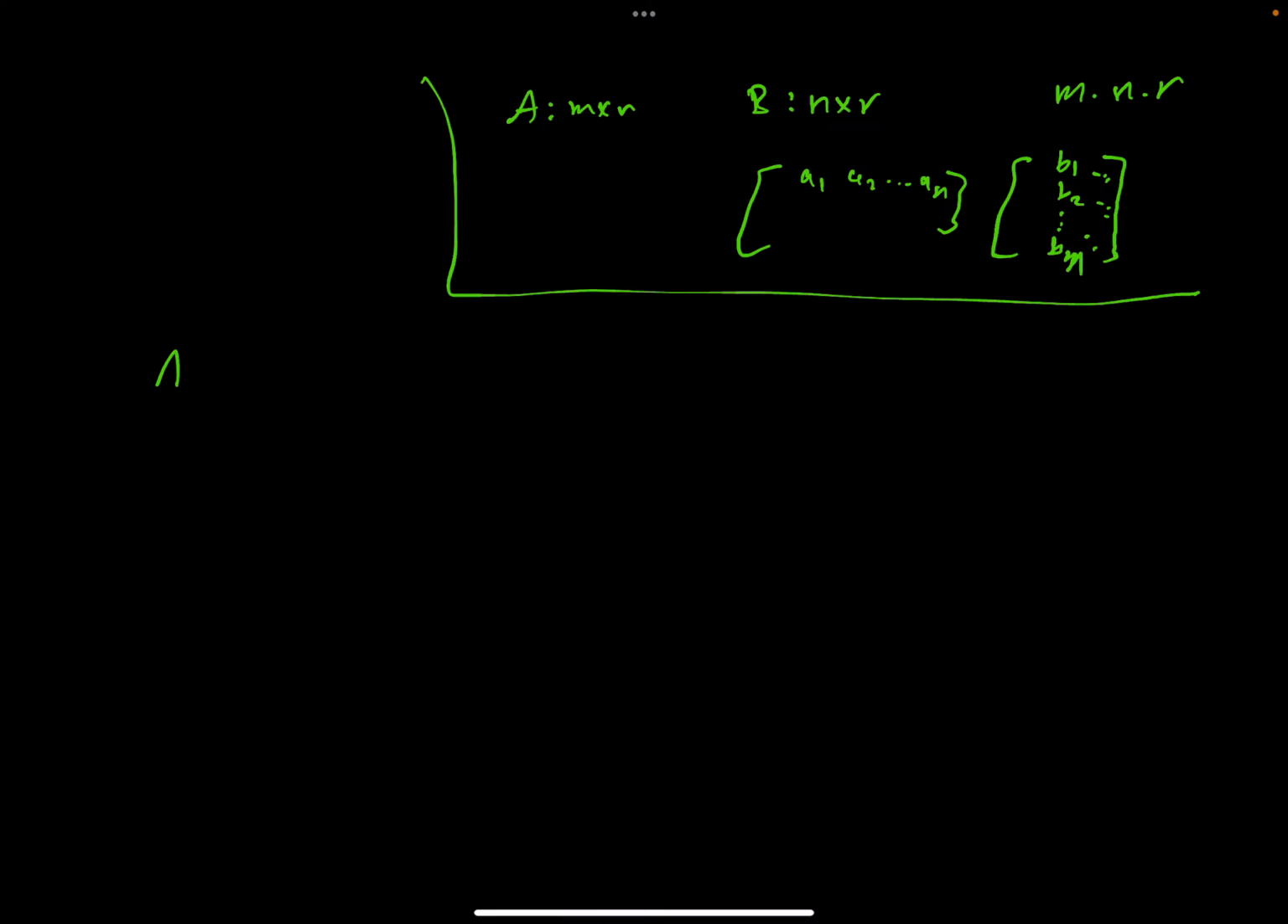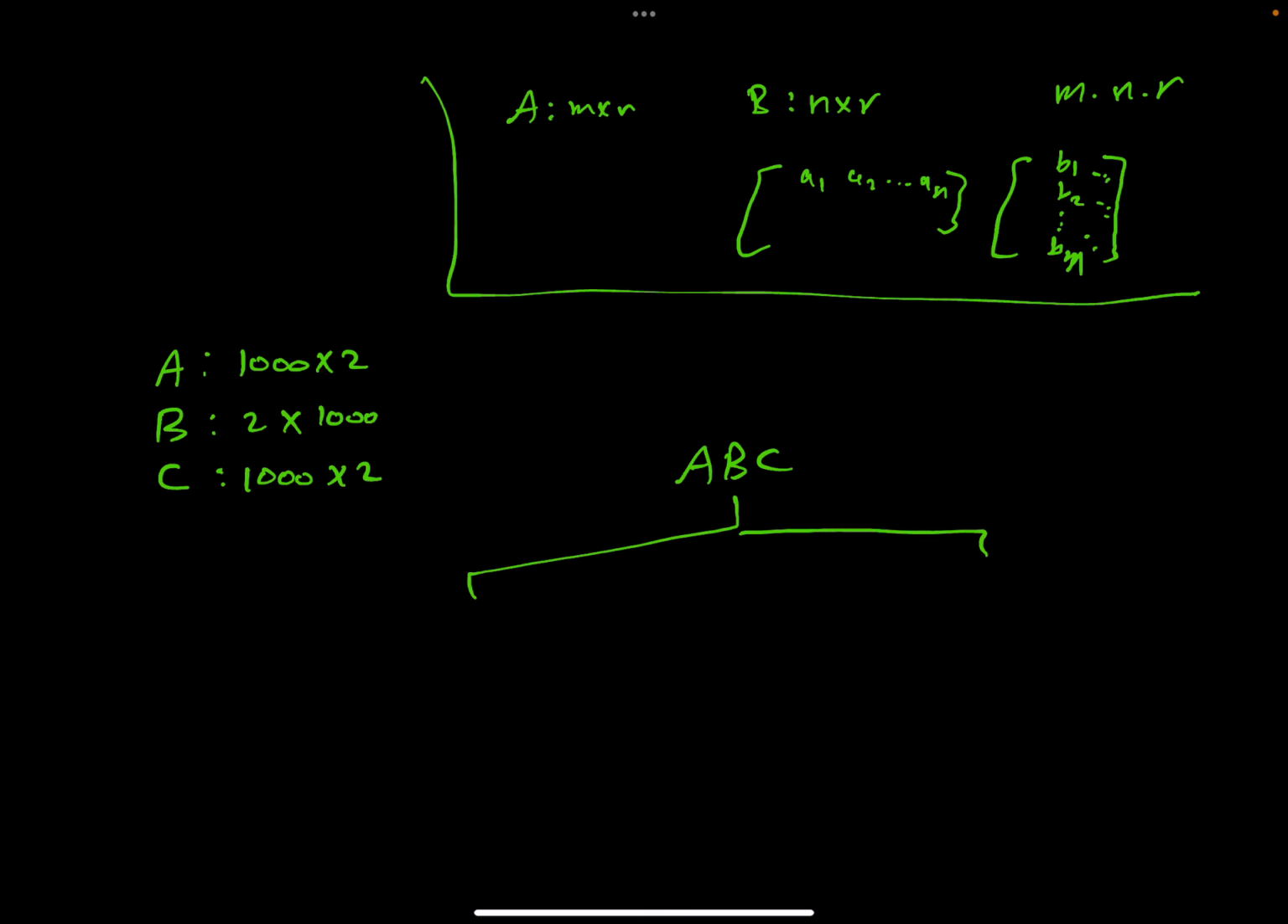Let A have dimensions 1000 by 2. B has dimensions 2 by 1000. C has dimensions 1000 by 2. And I want to find A times B times C. Definitely, multiplication in matrices is not commutative. I have to either multiply AB and then C, or multiply BC and then multiply A by BC, right? So now, let's look at each one and see how much it costs.